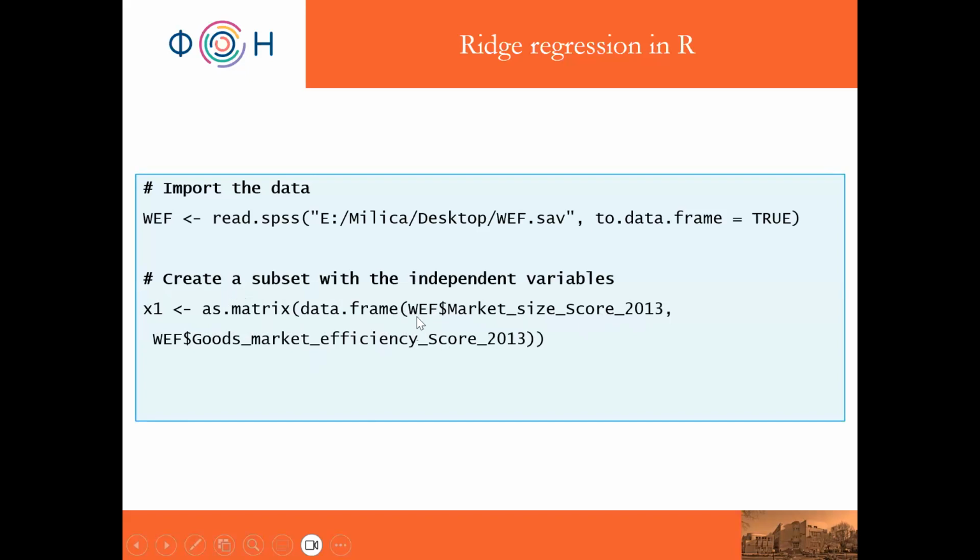So WEF as the name of our data set, $, indicating we are using the data from our WEF dataset, and then the name of our variable. This is a little bit different from the regular linear regression. Now we have to make a subset with just our independent variables, because the function is just programmed in such a way.